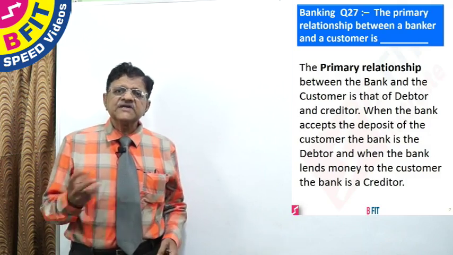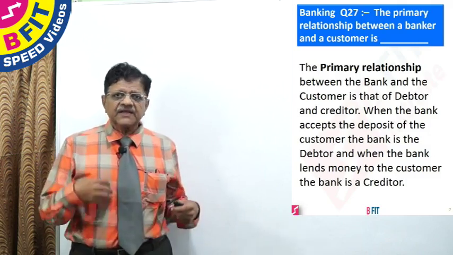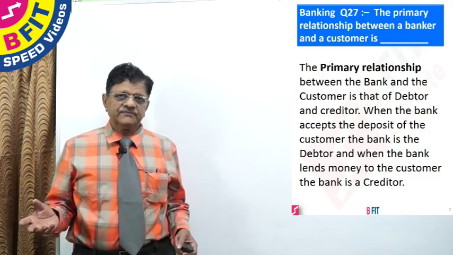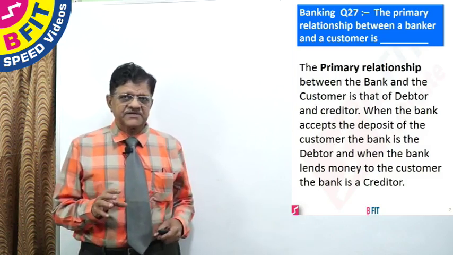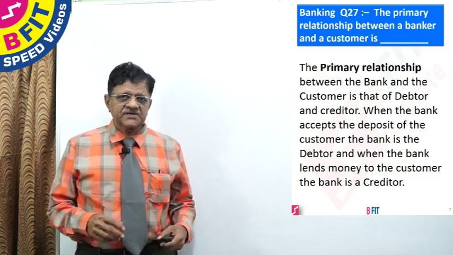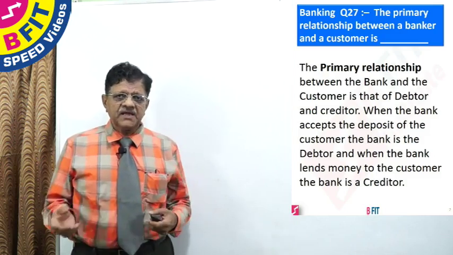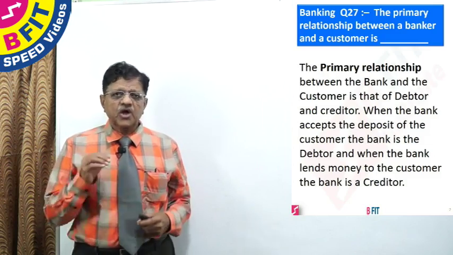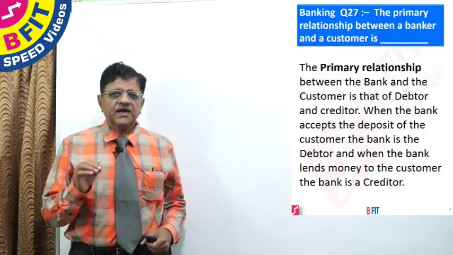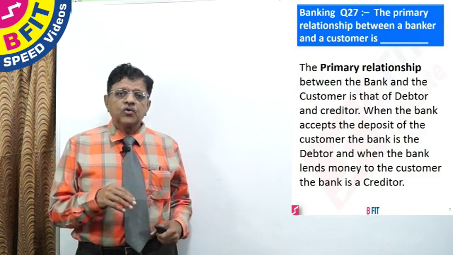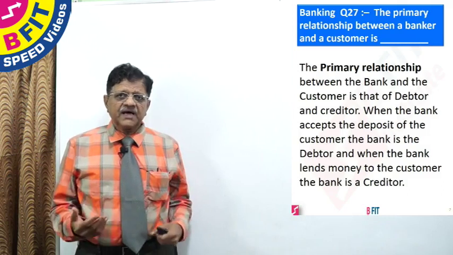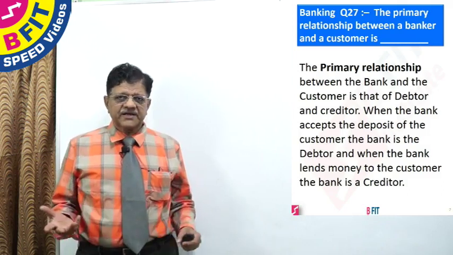And who is the debtor, who is the creditor? If the bank is accepting the deposit, bank is the debtor, and if the bank is giving loan, bank is the creditor. Please remember, this is the primary relationship. There are other relationships, secondary relationship and tertiary relationship, in which banker can become bailor, bailee, banker can become lessor, lessee. But you should always remember the primary relationship between a banker and a customer is that of debtor and creditor, depending upon whether the bank is accepting deposits. If the bank is accepting deposits, bank is the debtor. If the bank is giving loan, the bank is the creditor.